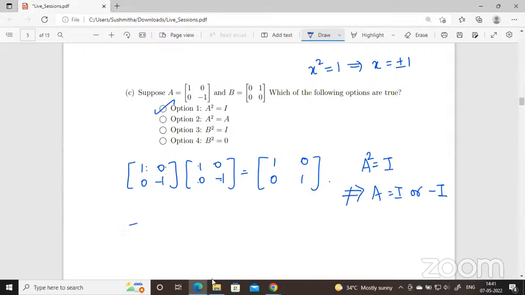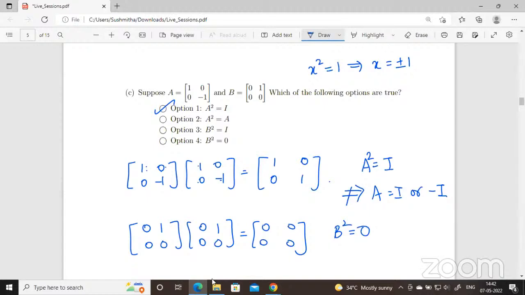Okay, what about B squared? B squared is a zero matrix. So you get 0, 0, 0, 0. So B squared is equal to 0, even though B is not 0, right? Yes. So this also doesn't work. If I have a real number, say x squared is equal to 0, then I know that x has to be 0. But that's not how it works with matrices. You can have non-zero matrices whose square is 0.